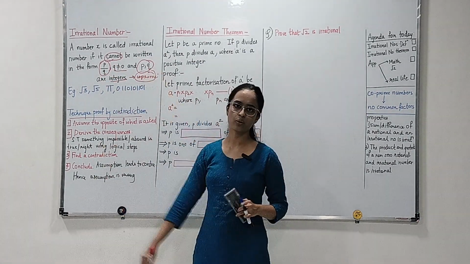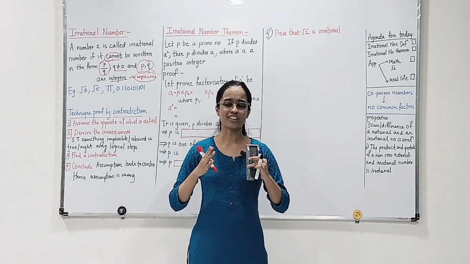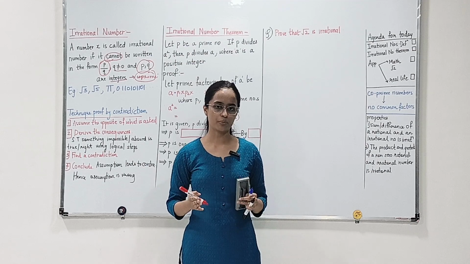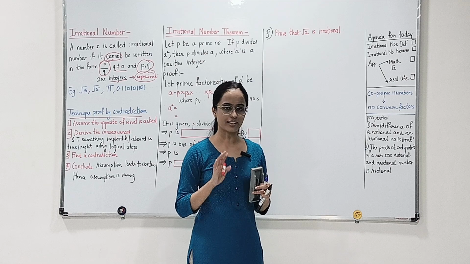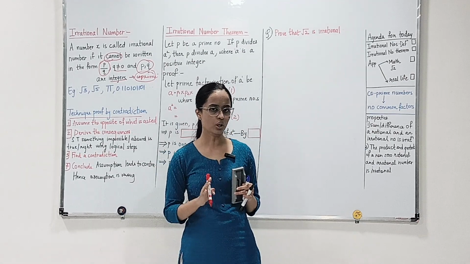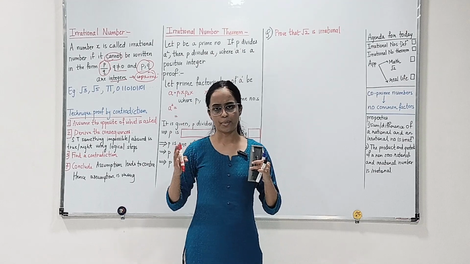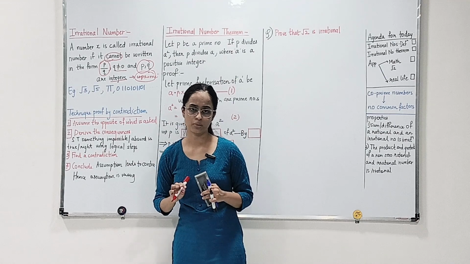Now what do you mean by co-prime? Co-prime means two numbers which don't have anything as their common factor. So their HCF in this case would be nothing except for 1. So 1 is the only common factor between those two numbers. So I hope you are thorough with the definition of an irrational number.